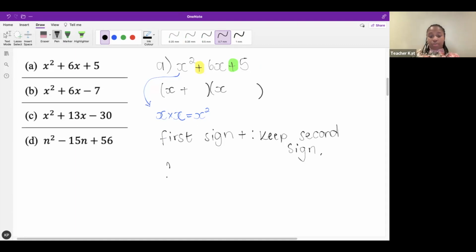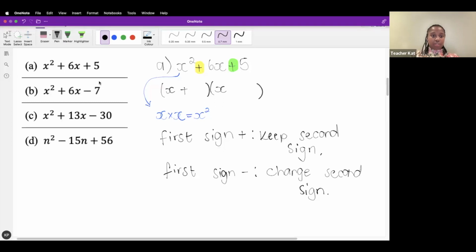And if your first sign is negative, what does that mean? What do you guys think? If my first sign is positive, that means I am keeping my second sign. And if my first sign is negative, then I am changing. Keep and change the second sign. Now, this is what I'm talking about. I have a positive in this case. Is this a keep or a change?